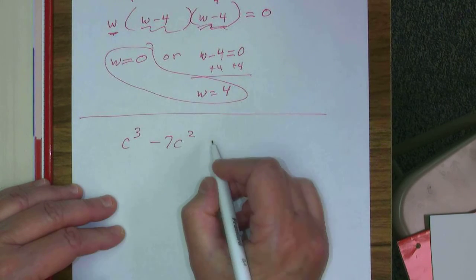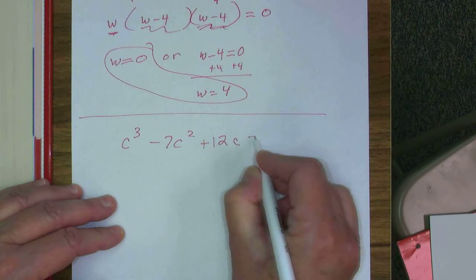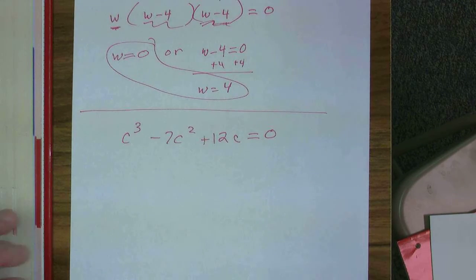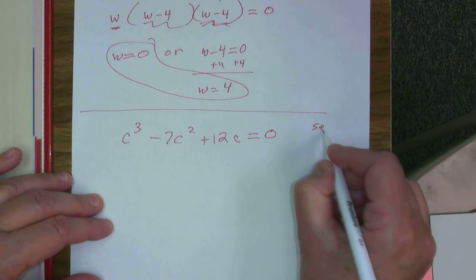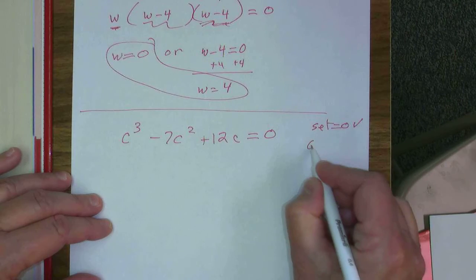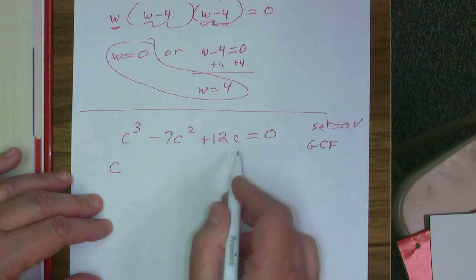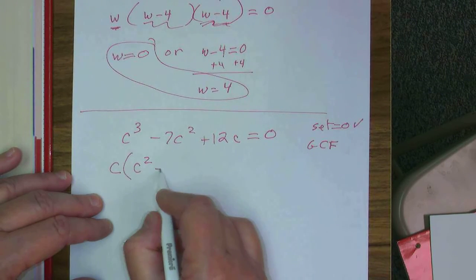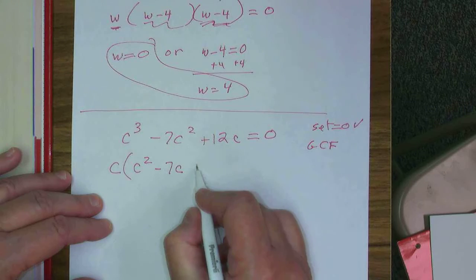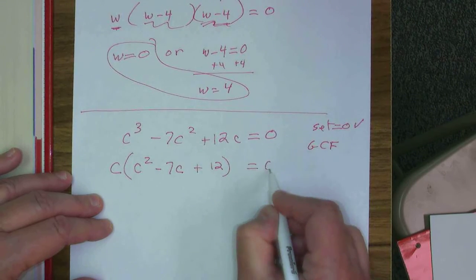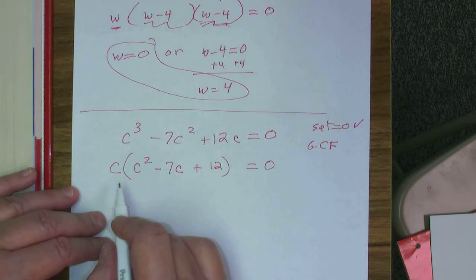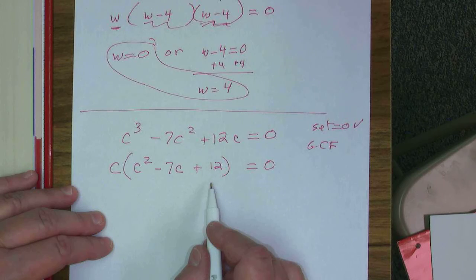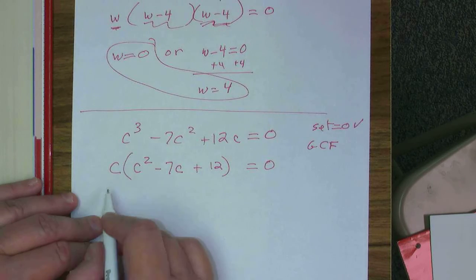7c squared plus 12c equals 0. It is set equal to 0. I see a GCF of c. Every term has a c. So if I take that out, I'm left with c squared minus 7c plus 12 equals 0. Let me check it, make sure I did it correctly. c cubed minus 7c squared plus 12c. Now, factor.